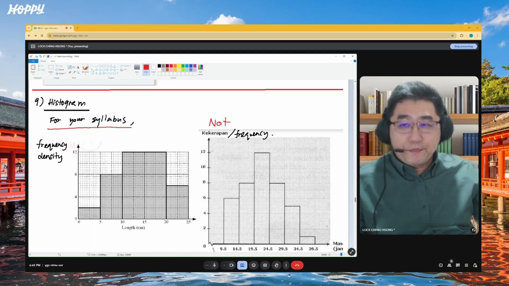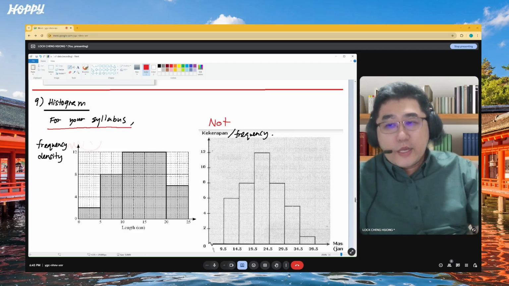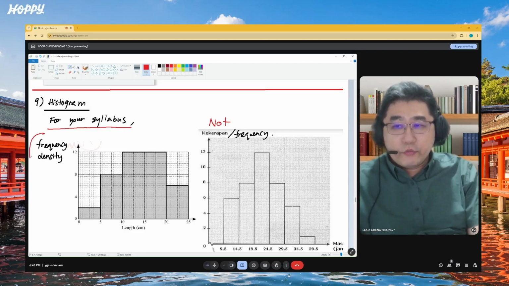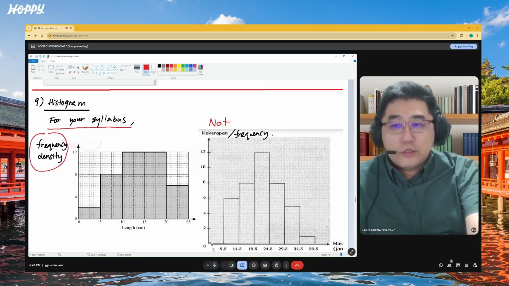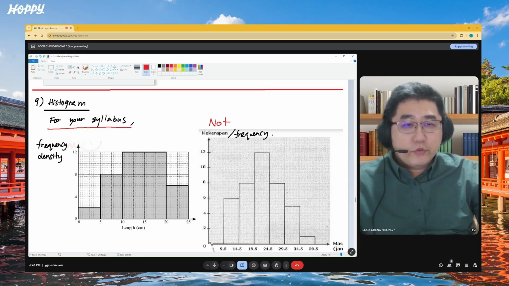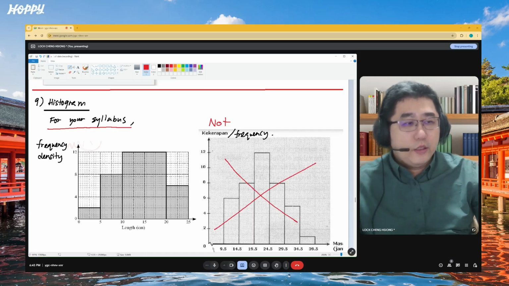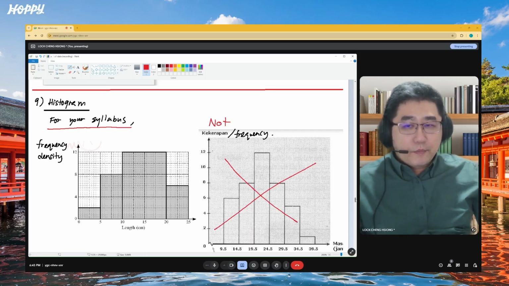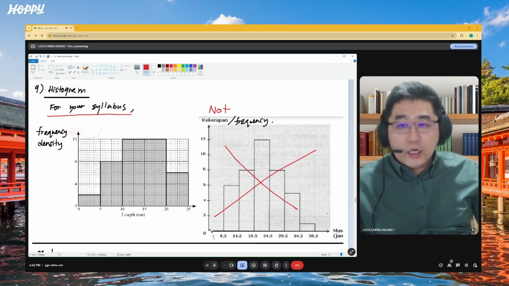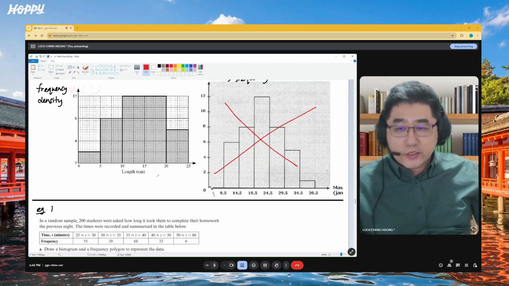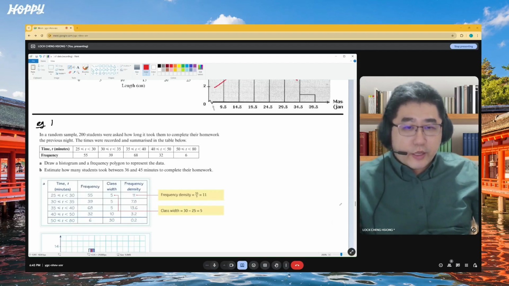Next, histogram. Please understand, for your syllabus, we are dealing with frequency density, not frequency. So if any of you learned it by using frequency in the past, we are no longer doing that. Please remember. So how do we draw the histogram by using frequency density? Let's look at an example.